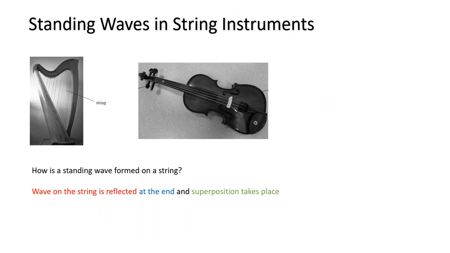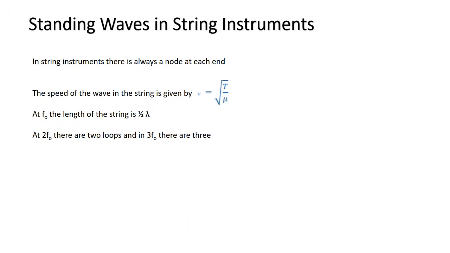So how is a standing wave formed on a string? It's actually a 3-mark question, and I have written the 3 points in 3 different colors. Wave on the string is reflected, point 1. Where do they get reflected? At the end, and superposition takes place. These are your 3 points.